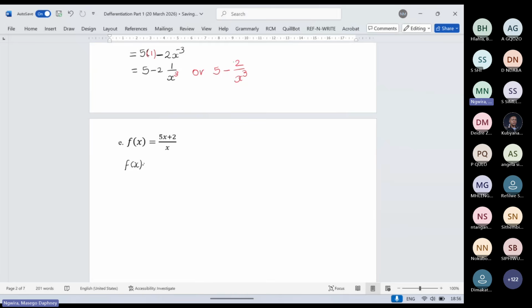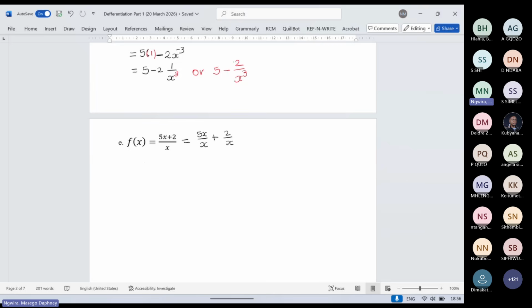Okay, let me write it like this. You must solve this first. So this is going to be equals to 5x, then you give it this x at the bottom. And then plus 2, then over, you give it x also. This x belongs to all of them. The denominator belongs to each and every number at the top.